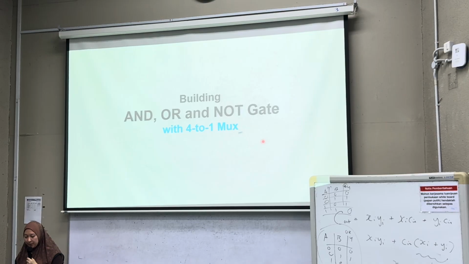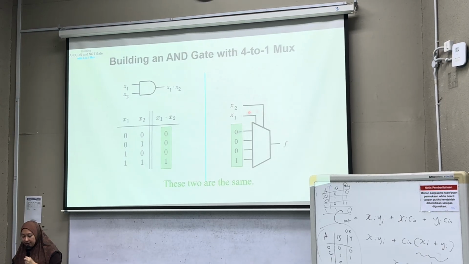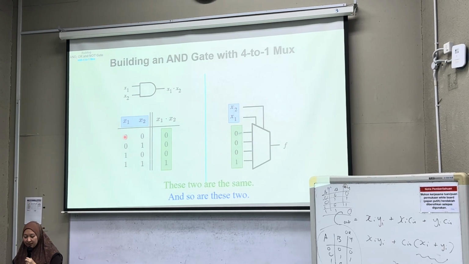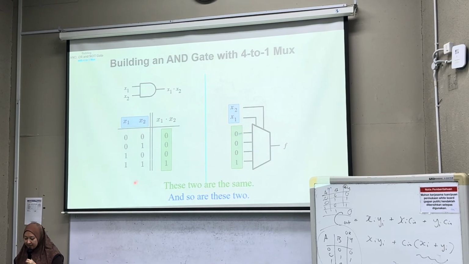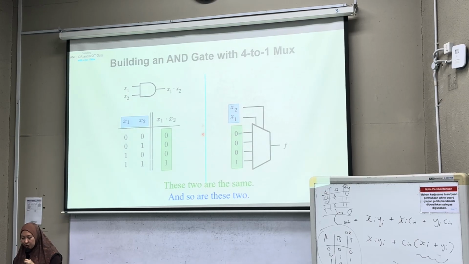Here I'm building an AND gate using a 4-to-1 mux. This is the truth table for an AND gate. So you see this is the mux, and I'm putting the inputs as shown here, for x1 and x2. I've got 2 inputs, therefore I've got 4 conditions. Alright, so this is how I would use my mux as an AND gate.